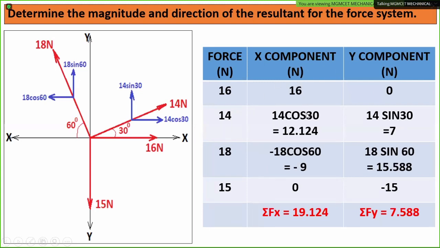So first resolve this and add up all the forces. The next step: first resolve. Having resolved, we have found all the x components of all the forces. Then the next step is to add all the x components, so we add the second column. Simply add it here, the algebraic sum of all the x components of the forces. After adding these four, I am getting 19.124 Newton. Similarly, the next step is to add up all the y components. So 0 plus 7 plus 15.588 minus 15, I am getting 7.588. So first resolve, then find the algebraic sum of all x components and the algebraic sum of all y components.